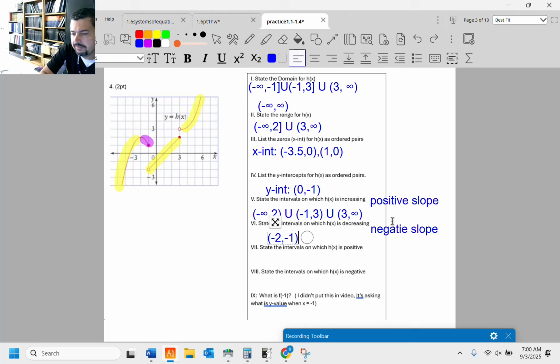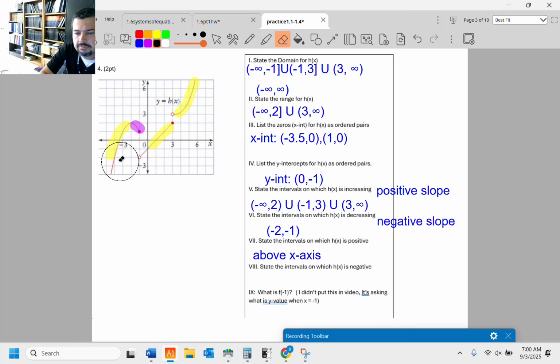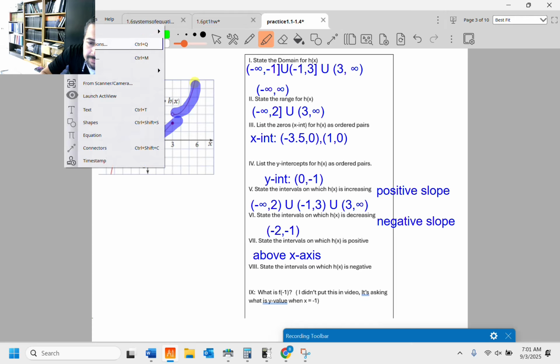I misspelled negative, didn't I? Negative. There we go. Positive. Positive means above the x-axis. And the vast majority of the graph here is. Let's just erase that all. Highlighter. Blue. I like blue. All that's above the x-axis. So this little piece right here, we run from negative 3.5 to about negative 1.